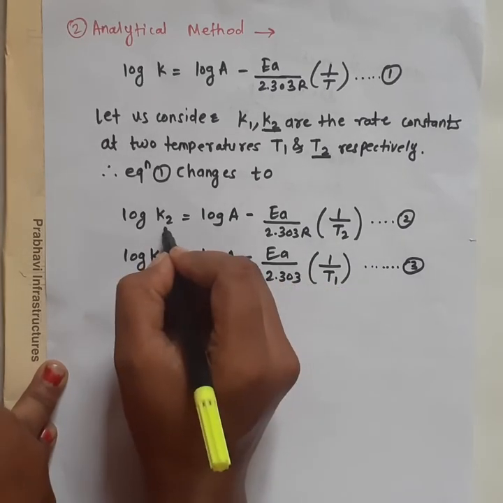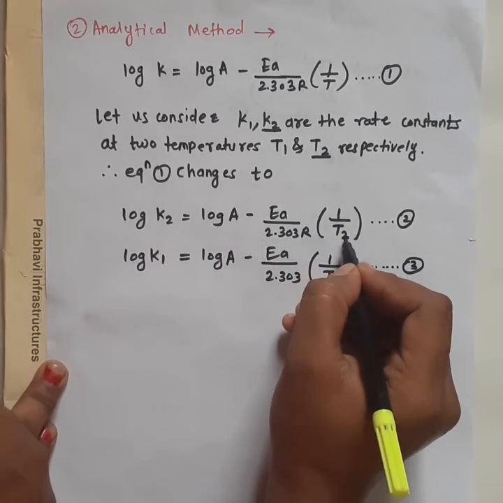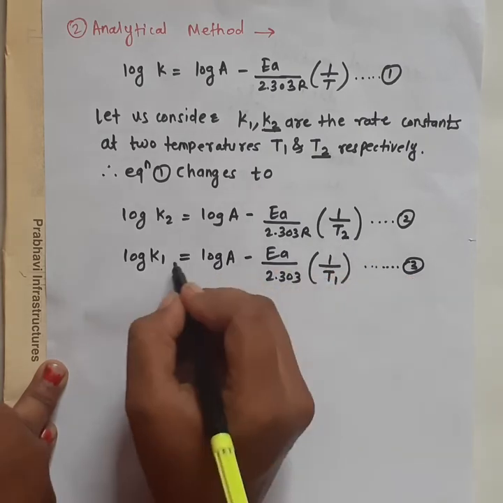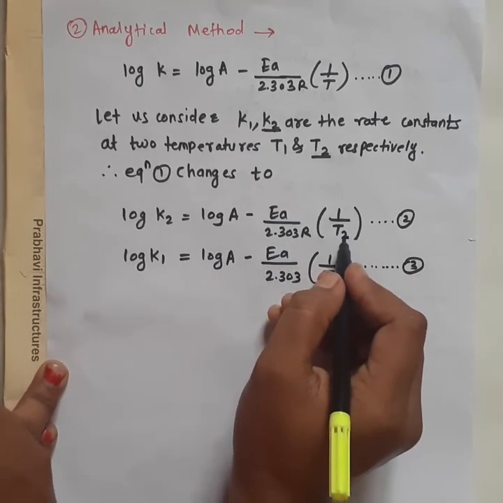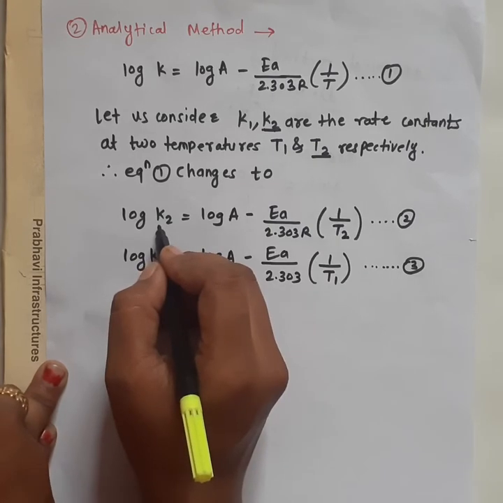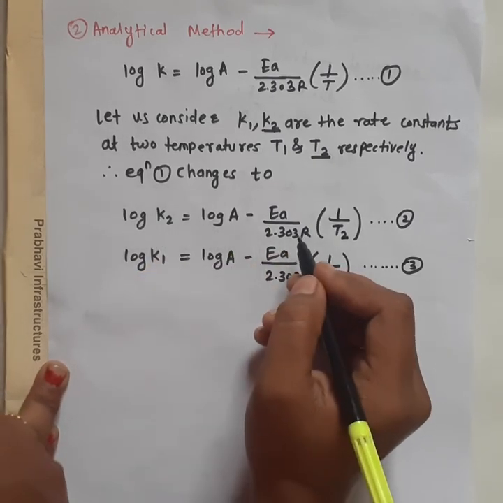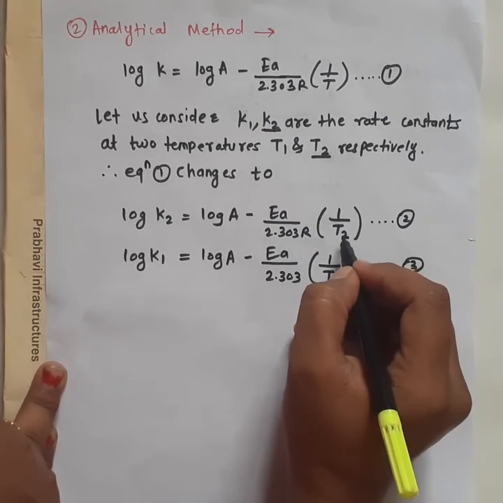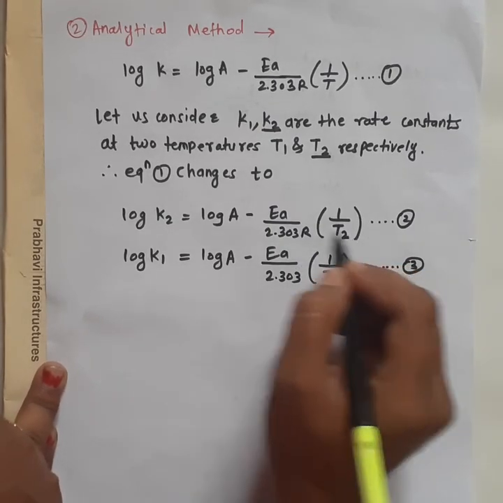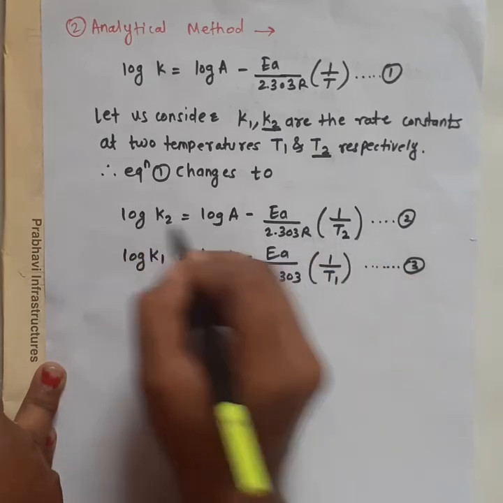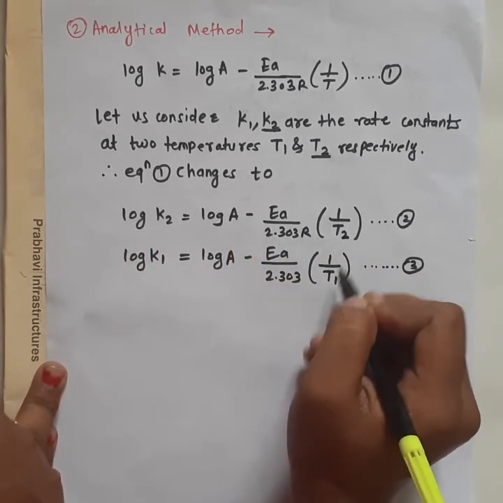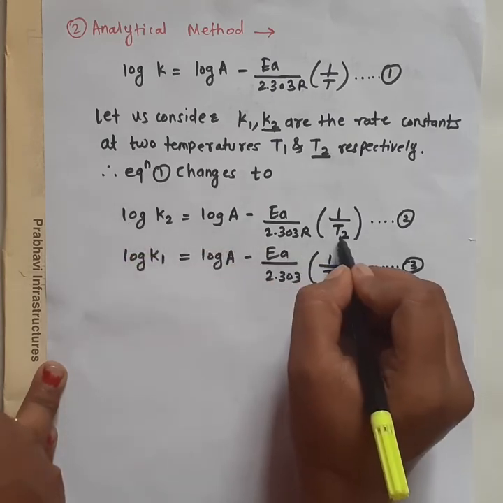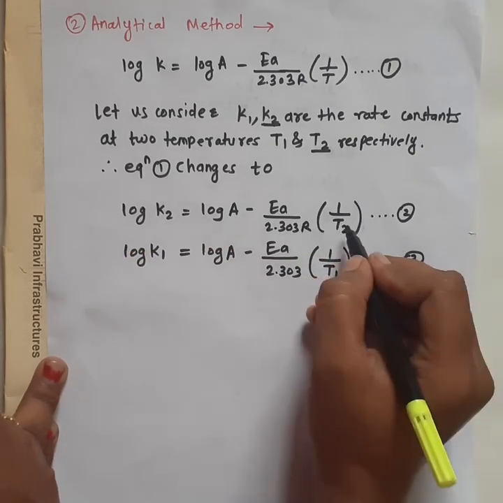Here K2 is written first because temperature T2 is higher than T1, and if temperature is higher, the rate constant is also higher, because in the factors affecting the rate constant we have already studied the effect of temperature. As the temperature increases, rate constant increases. Therefore T1 is the lower temperature and T2 is the higher temperature, so we write the lower temperature first.